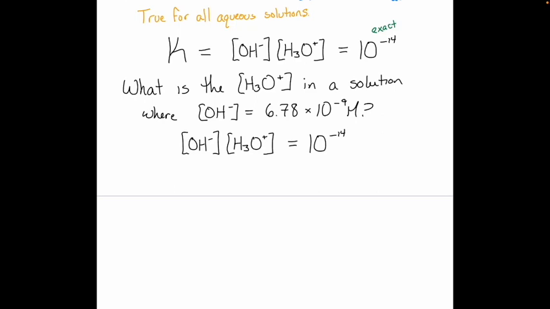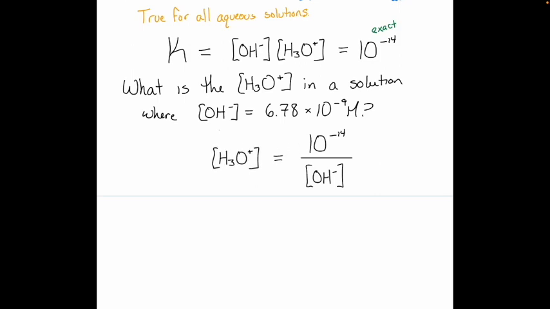All right, so I'm going to take my autoionization equation. I'm going to try to solve for my concentration of hydronium, meaning I need that all by itself. So I'm going to move that hydroxide concentration over by dividing both sides by that value. That'll cancel it out on my left-hand side here, leaving me with hydronium by itself, which is what I want. And then I just plug into my expression that value that I was given for my hydroxide ion concentration, that 6.78 times 10 to the negative 9.